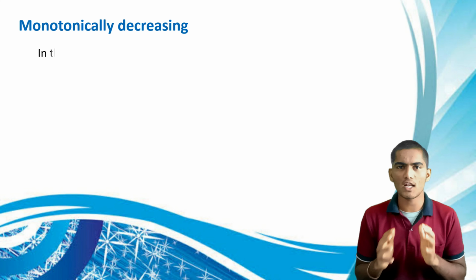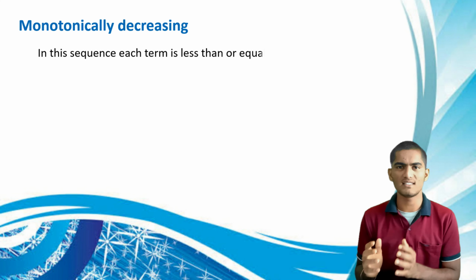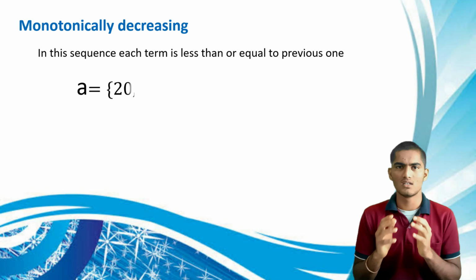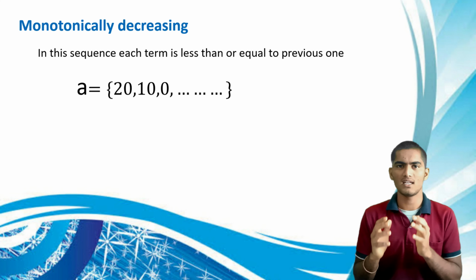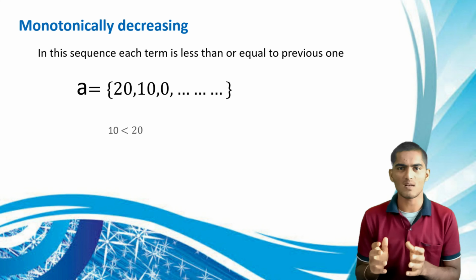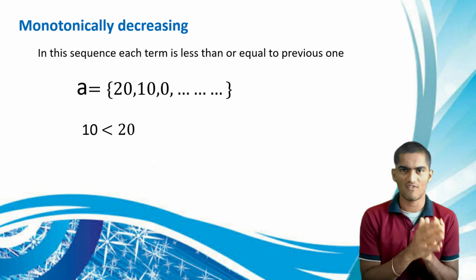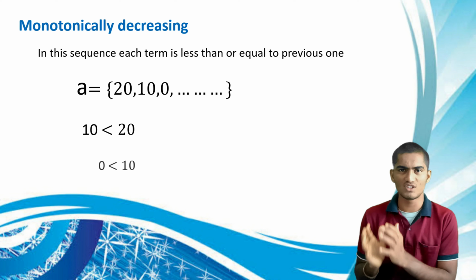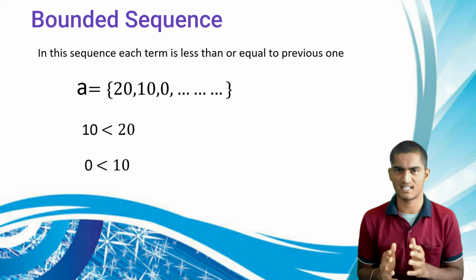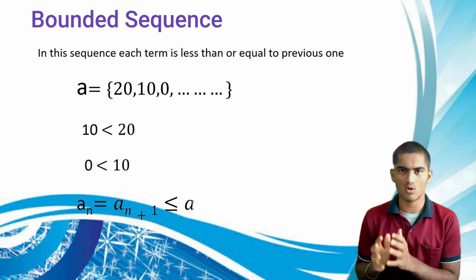Next one is monotonically decreasing. In this sequence, each consecutive term is less than or equal to the previous one. For example, sequence 20, 10, 0. In this sequence, first term is 20, second term is 10, third term is 0. Second term 10 is less than the first term. And third term 0 is less than the second term 10. This is monotonically decreasing. General form is a(n+1) less than or equal to a(n).